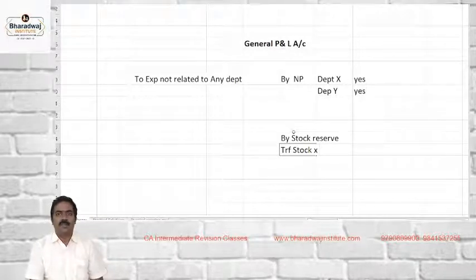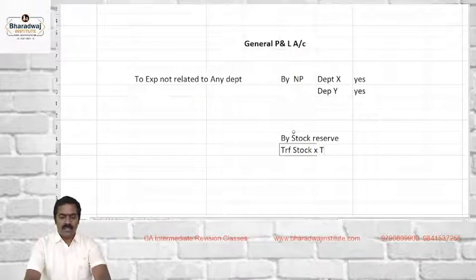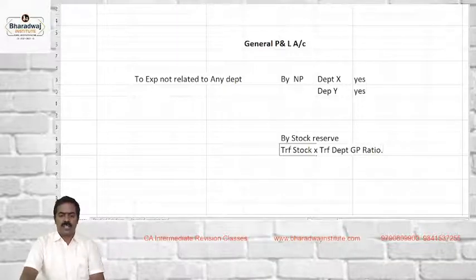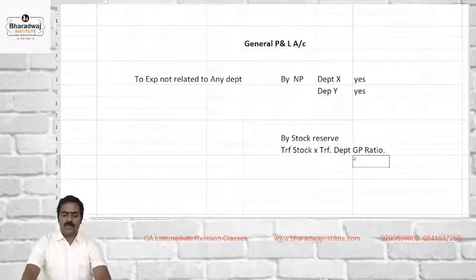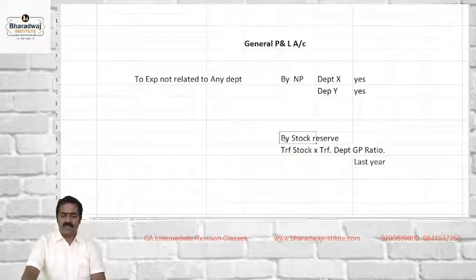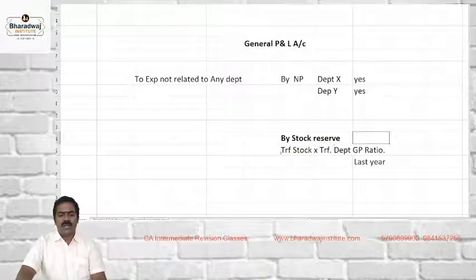Who is charging the profit? Y is charging the profit, so into the transferring department's which ratio? GP ratio. So transferred stock into transferring department's GP ratio. Of course, you will take last year's GP ratio. Why? This is on which stock? On opening stock. Stock reserve on the opening stock. So take the opening transferred stock into which one?